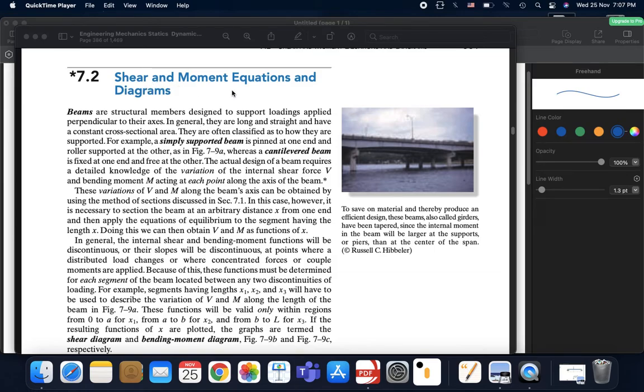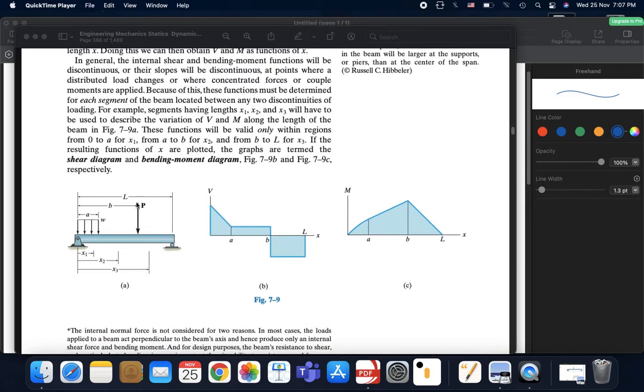And when we do that, we can now write or draw the shear force V as a function of distance. Also, we can draw the bending moment on the y-axis as a function of distance.